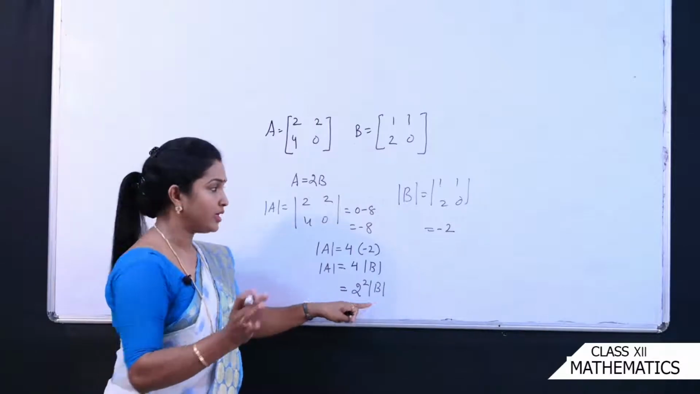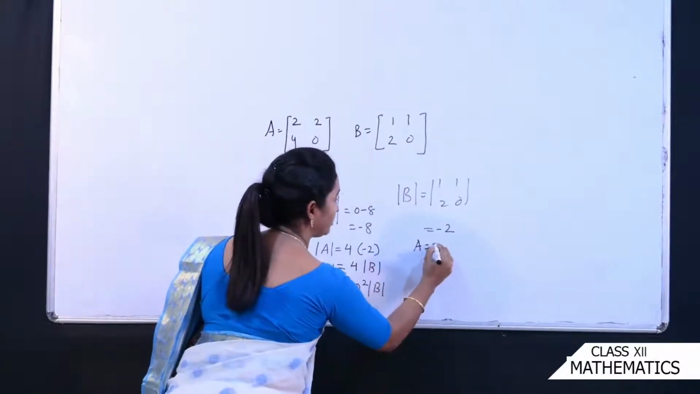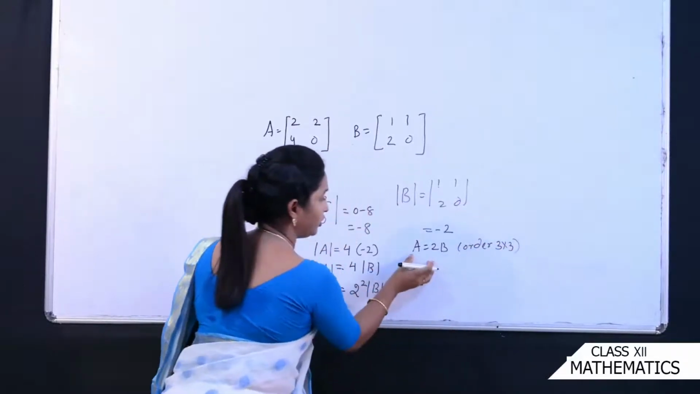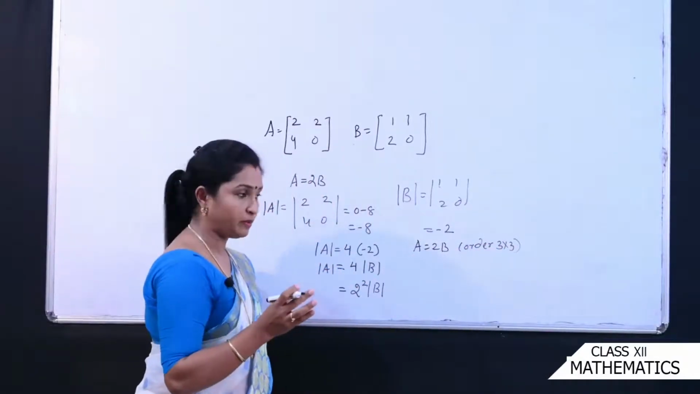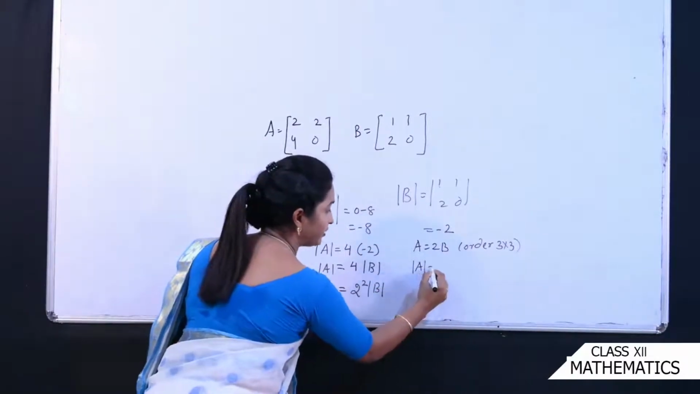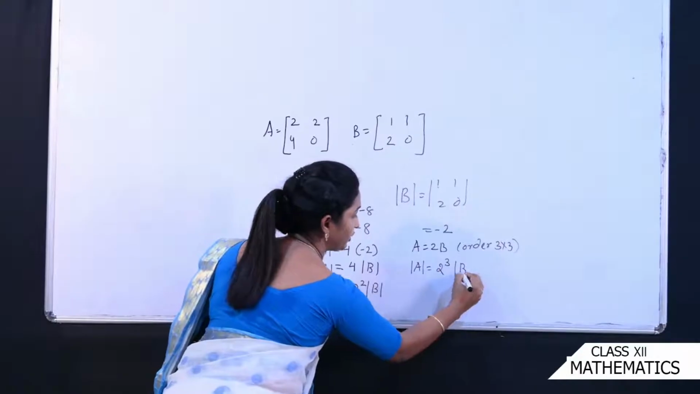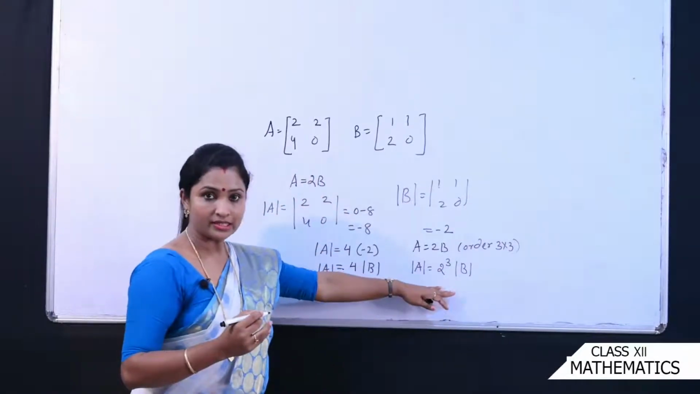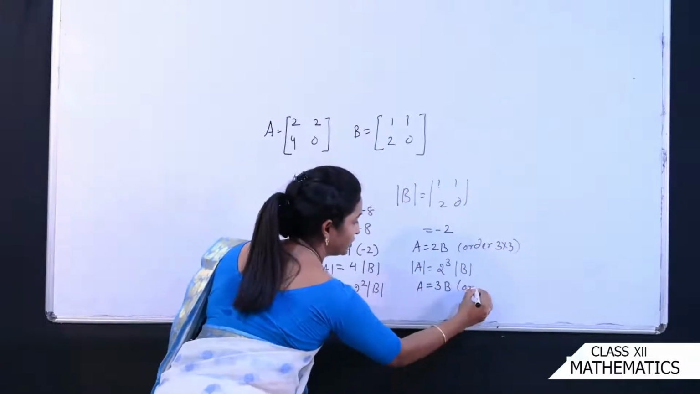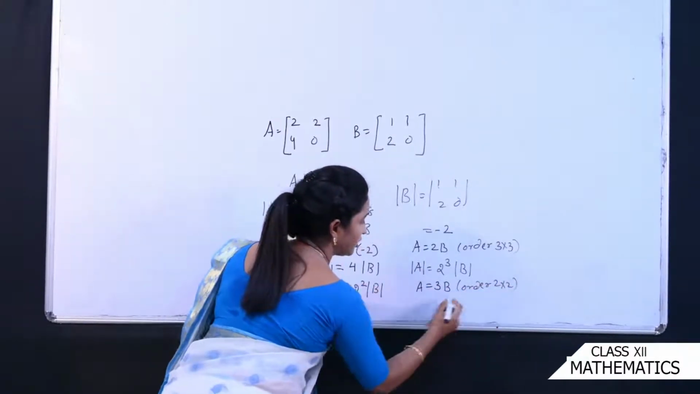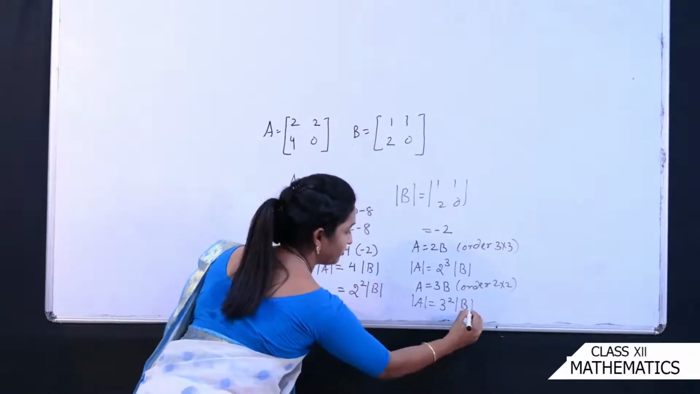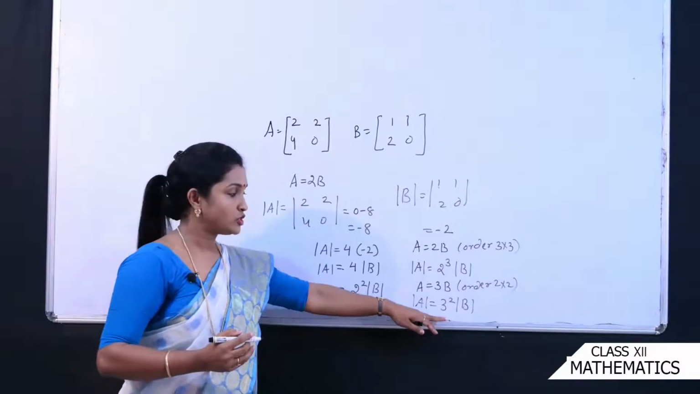It's a result. Okay, suppose you have the same thing, A equal to 2B, and the order is 3 by 3. You are given a matrix of 3 by 3 and the relation is A is equal to 2B. Then when you find the determinant, it will be 2 cube into determinant of B. Understood? Same way, if you get A is equal to 3B of order 2 by 2, then if you find the determinant, it will be 3 square into determinant of B. Clear?